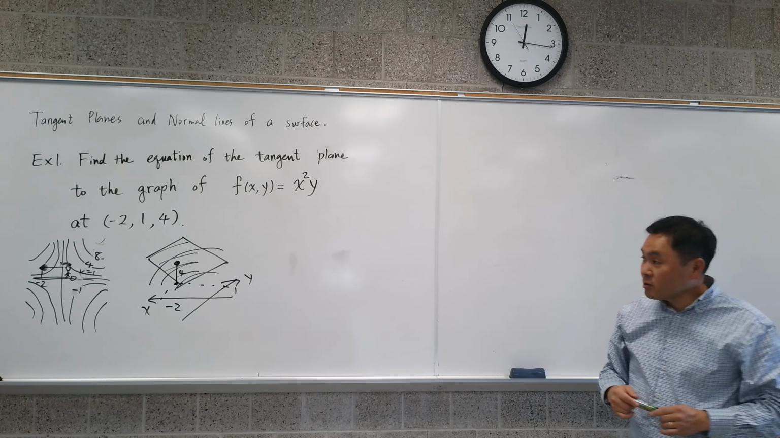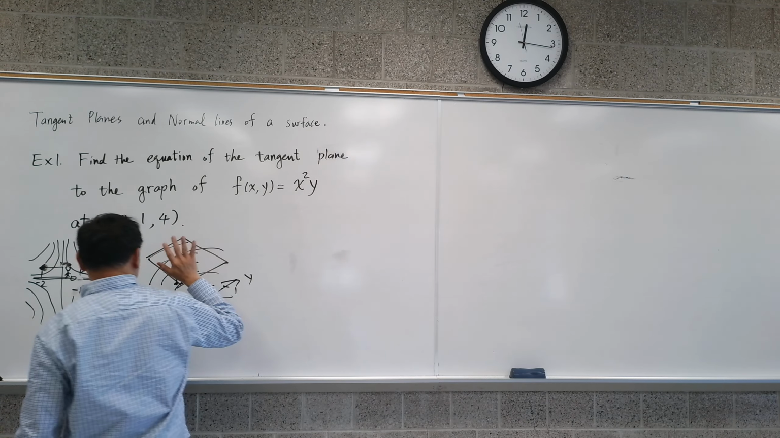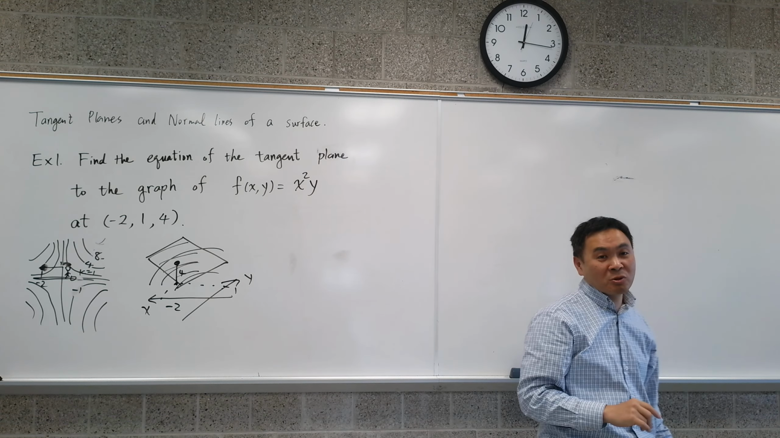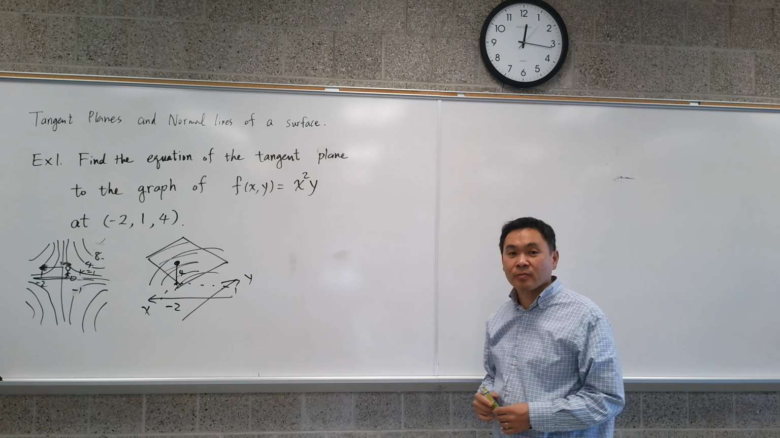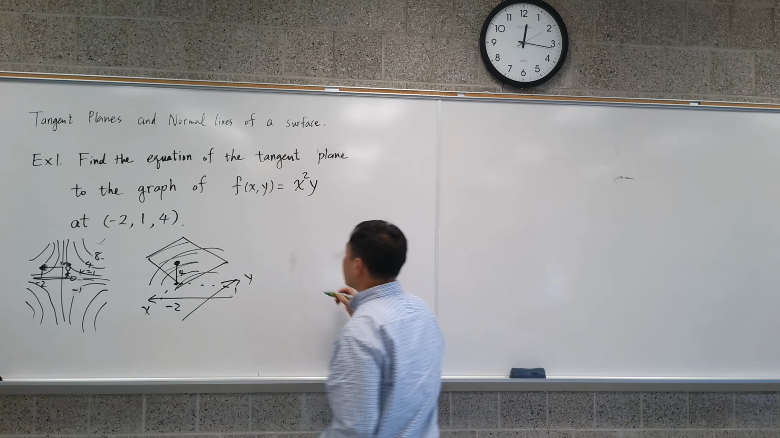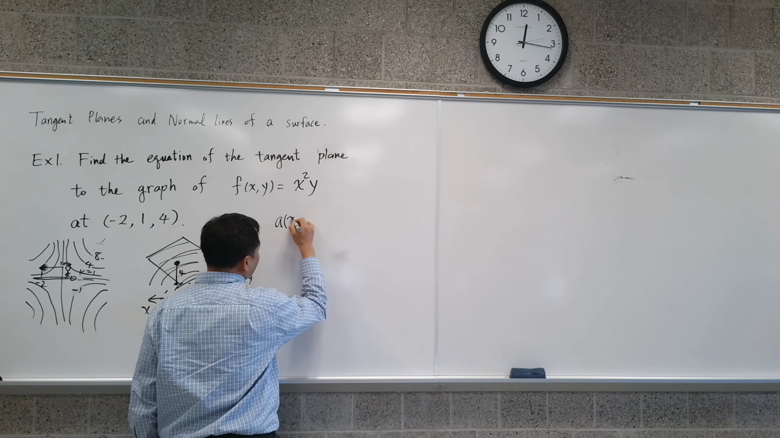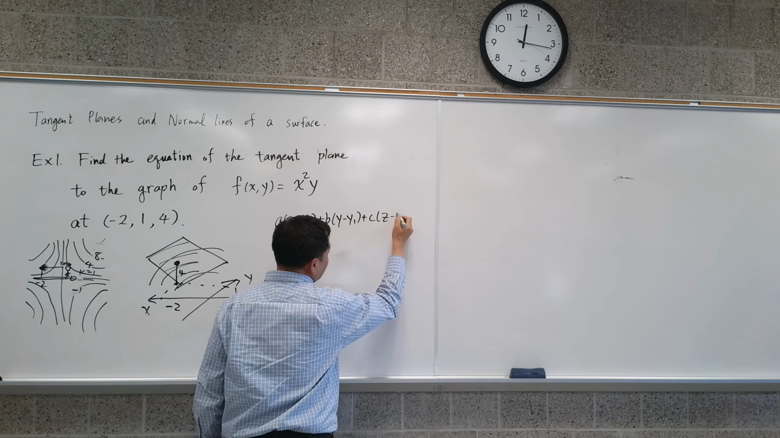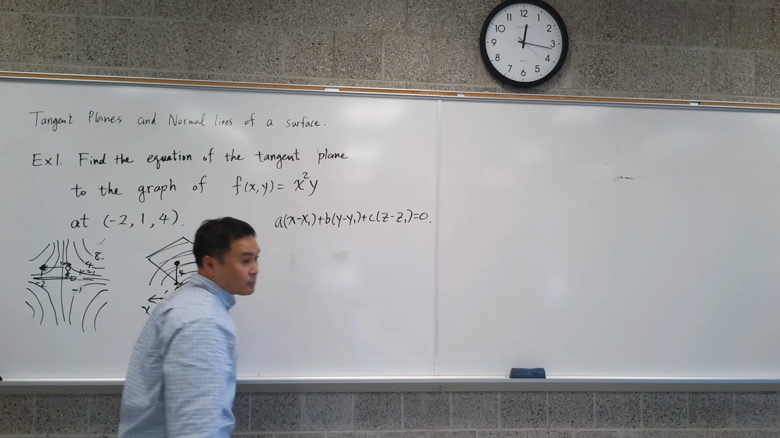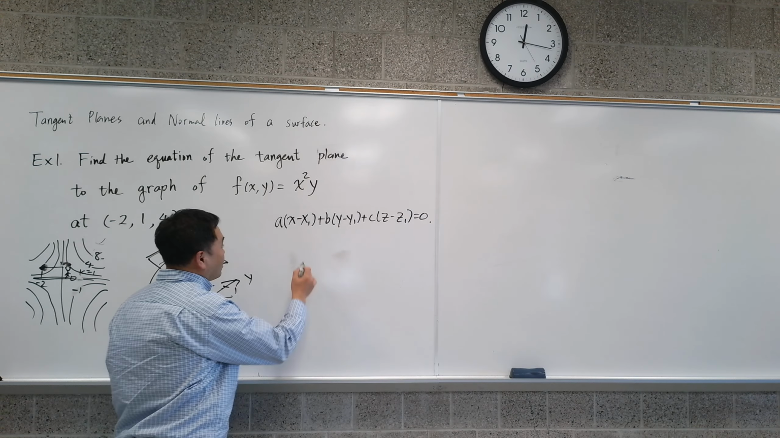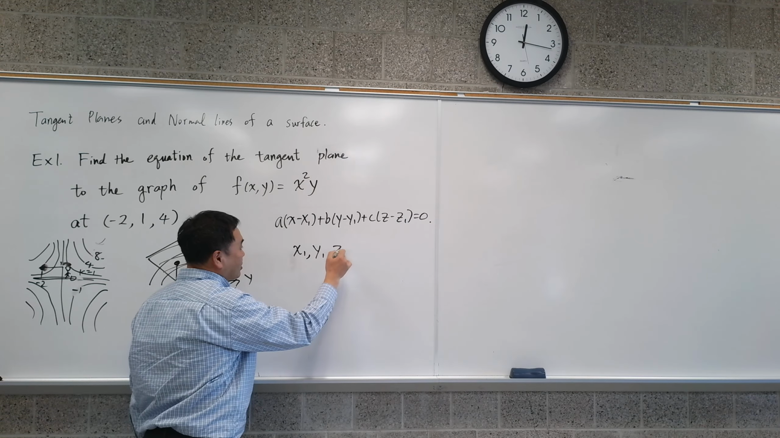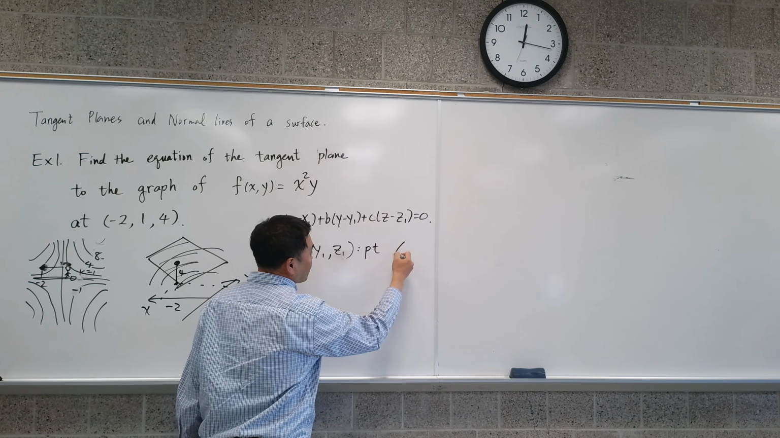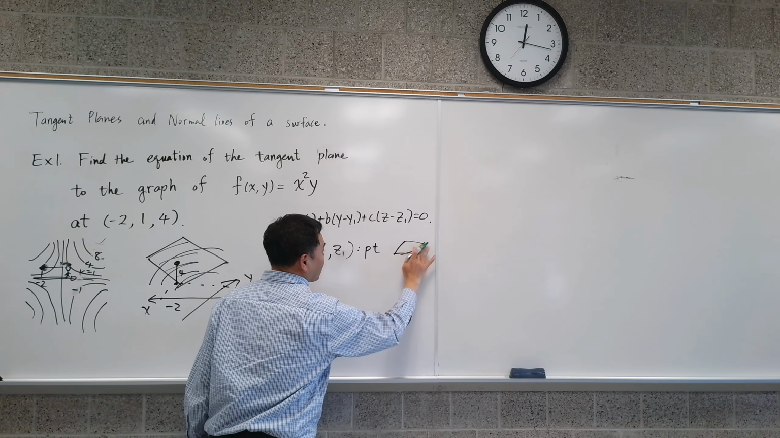Now, to get a plane in 3D, what do you need? What do you need in order to build a plane equation? A, B, and C, and a point. Right, so the plane equation is A(x minus x1) plus B(y minus y1) plus C(z minus z1) equals 0. And what's the meaning of x1, y1, z1? This is a point on the plane.